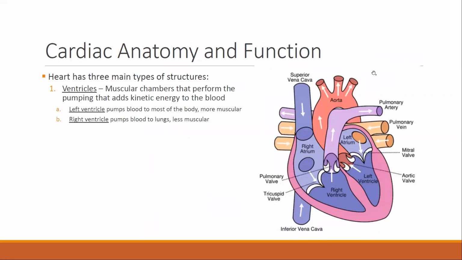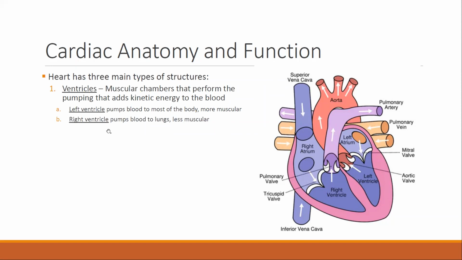Okay, and so let's talk about the heart and all of its different functions and its anatomy. Let's start by talking about the 3 different kinds of structures in your heart. Okay, and so let's start with the ventricles. Your ventricles are shown by these triangular heart chambers here on the bottom. These chambers are known to be very muscular, and the reason they're muscular is because these are the chambers that perform most of the work of adding energy to your blood to pump it through the rest of your body, okay?